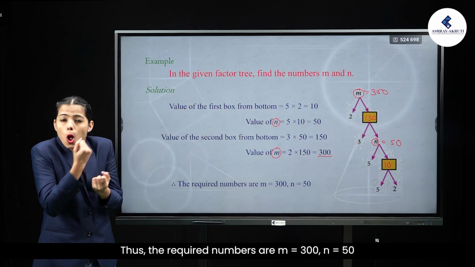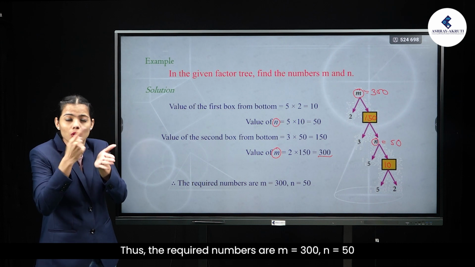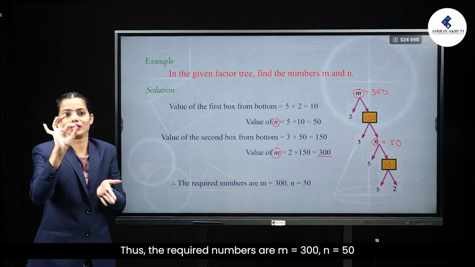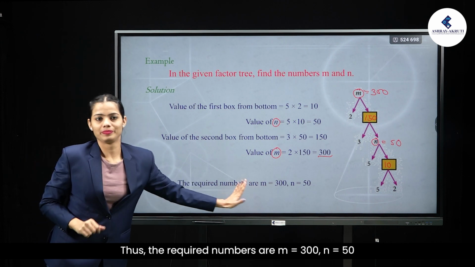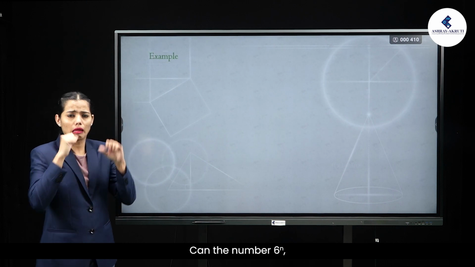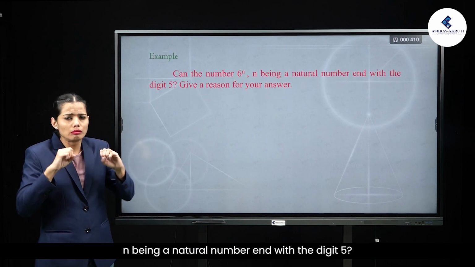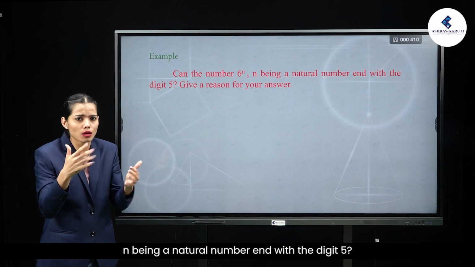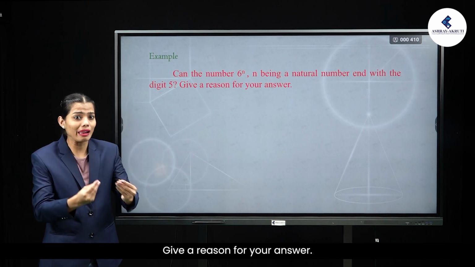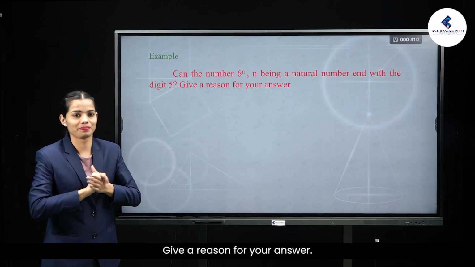Thus, the required numbers are m is equal to 300, n is equal to 50. Example: can the number 6 power n, n being a natural number, end with the digit 5? Give a reason for your answer.